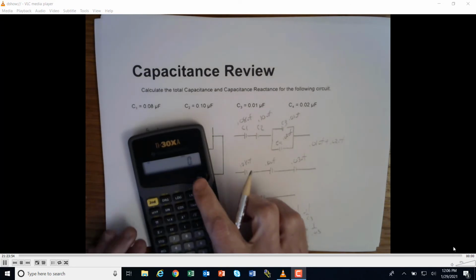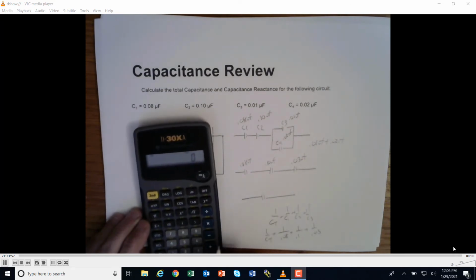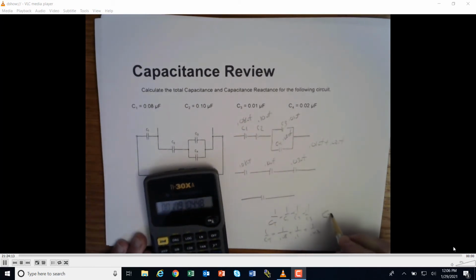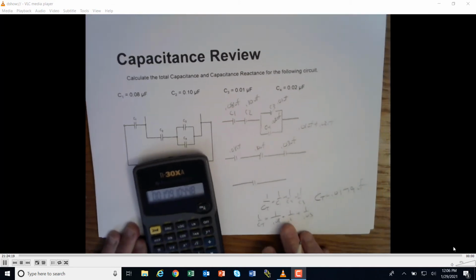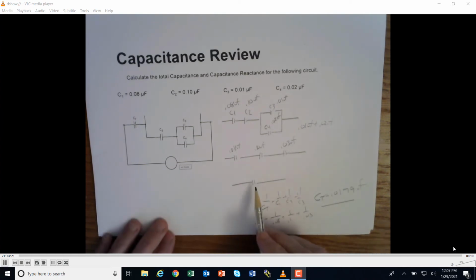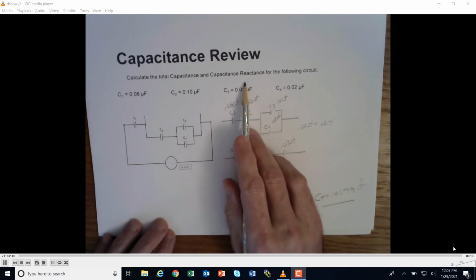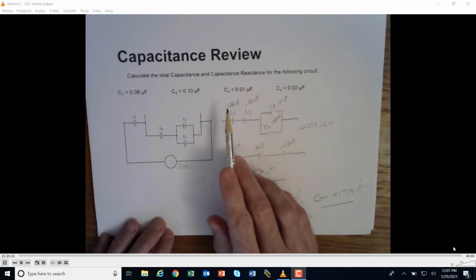So if I take my numbers here and I go 1 divided by 0.08 equals plus 1 divided by 0.1 equals plus 1 divided by 0.03 equals, I then need to flip it. And if I flip it, I get my CT equal to 0.0179 microfarads. Okay? Now remember, that's pretty small. So this is 0.0179 microfarads.